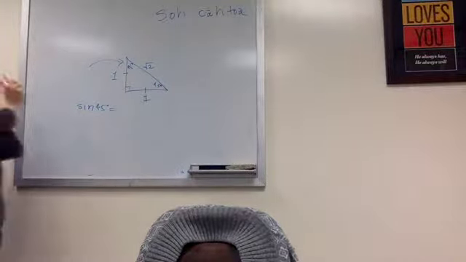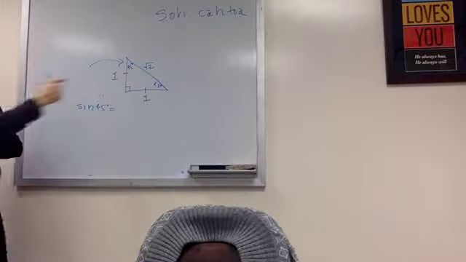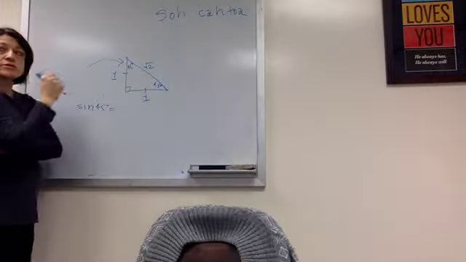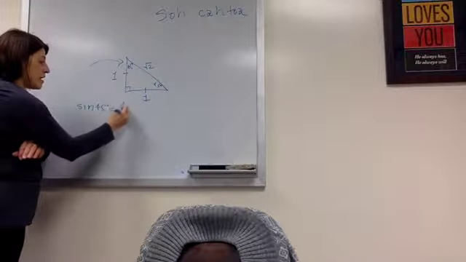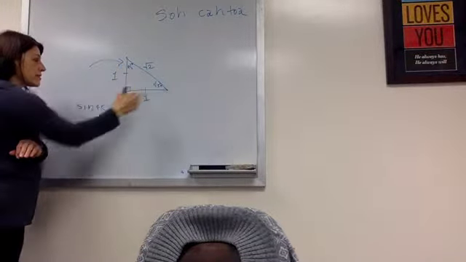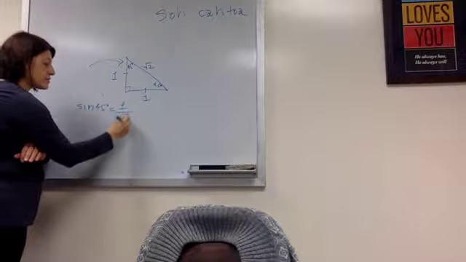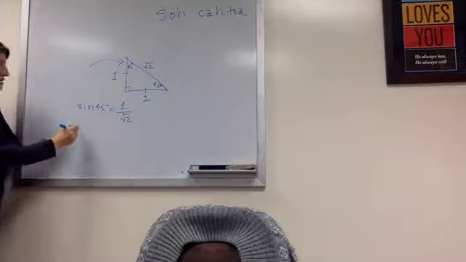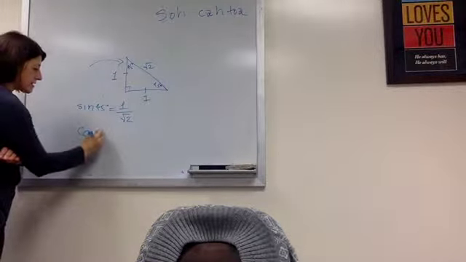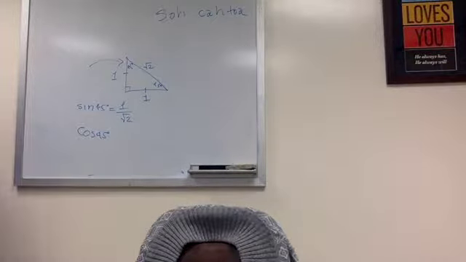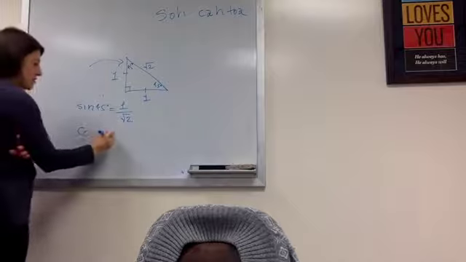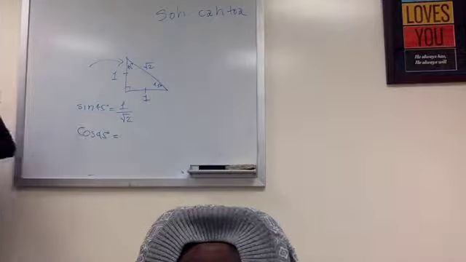Opposite over hypotenuse, SOHCAHTOA, right? So sine of this 45 degree angle is equal to the opposite side, which is 1, over the hypotenuse, which is square root of 2. All right, what's the cosine of 45 degrees? Normally we would rationalize, but we're going to stick it in our calculator in a second. So what's my cosine at 45 degrees?